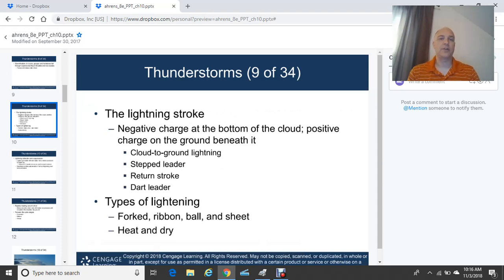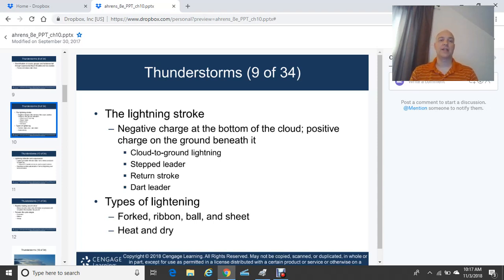All right, now thunderstorms also have different types of lightning. The lightning stroke is typically a negative charge at the bottom of the cloud. As I mentioned, the negative charges at the bottom of the thunderstorm cloud are associated with the liquid water droplets. There's also a positive charge on the ground directly beneath the thunderstorm cloud. Okay, so you get what's known as cloud to ground lightning when the electrical difference between the charges is too great. You also get what's known as a stepped leader.